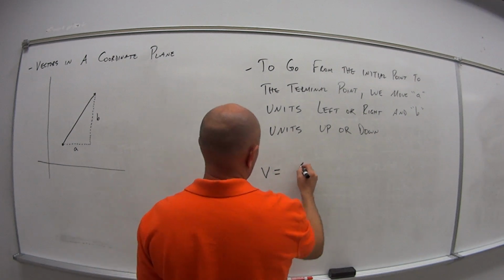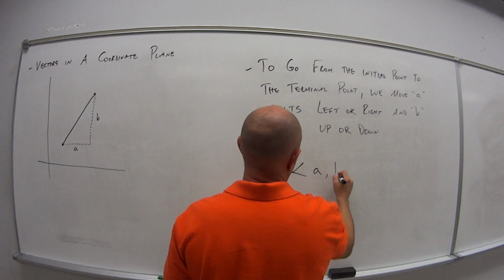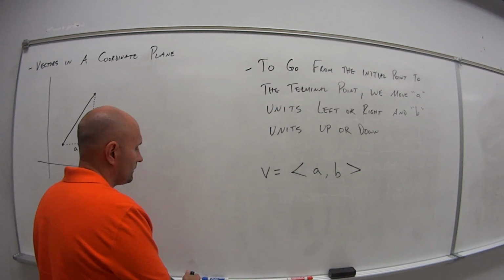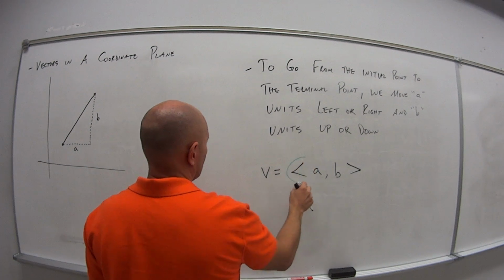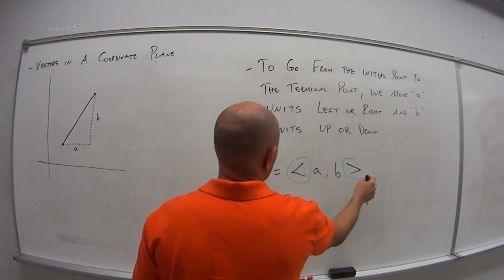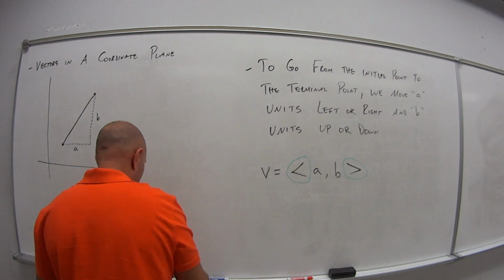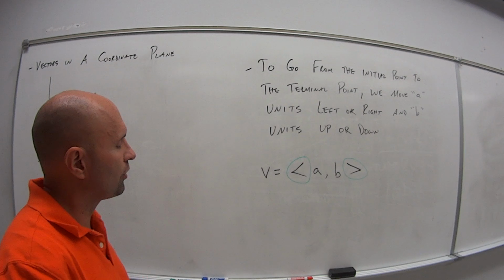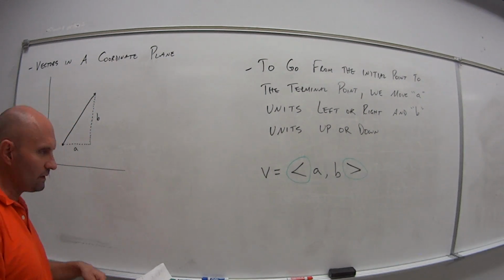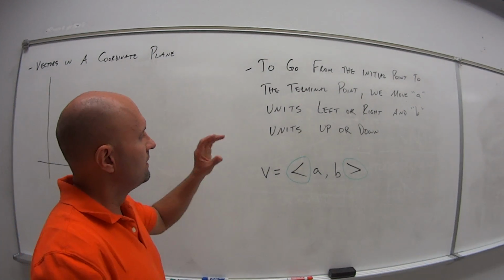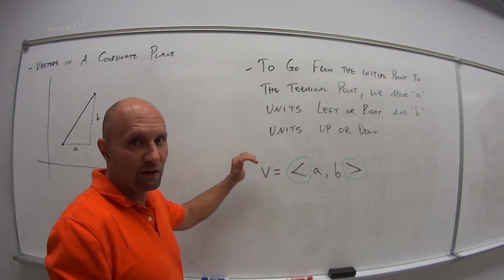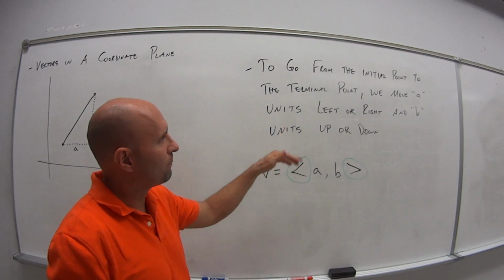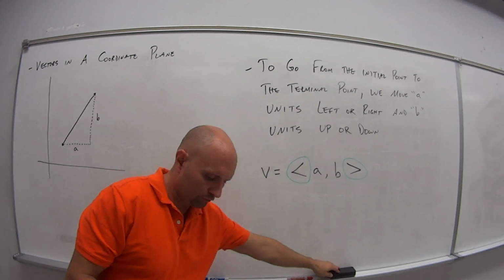So we denote this as follows: V is ⟨A, B⟩. Notice the notation here. It's not parentheses, it's these little triangle brackets. That's telling us that a vector, if we're given a starting point and we move A and B units left or right, up or down, will get us to our terminal point.